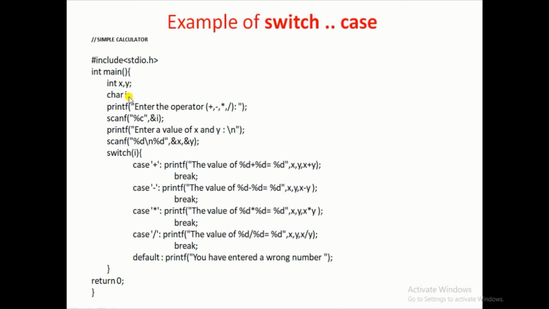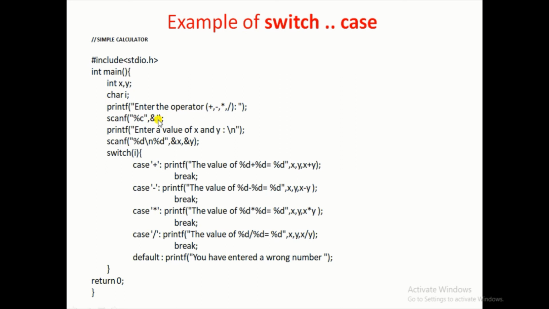Then we put a message to the user to enter the operator. So which operation we want to perform, it may be addition, subtraction, multiplication or division. The user enters that operator and it is stored inside the i variable. Next, it prints another message to enter a value of x and y. So it asks me the 2 values of variables x and y to perform the operation.